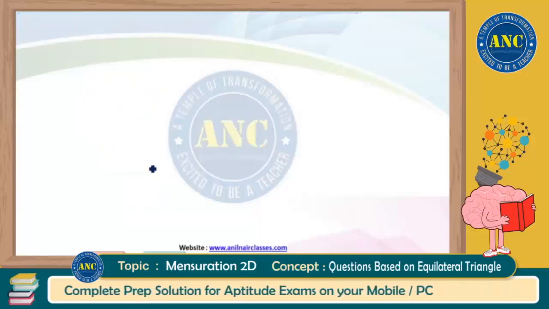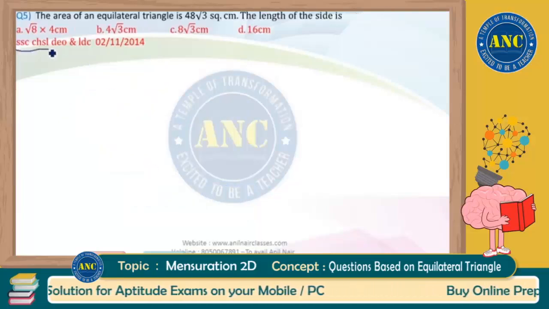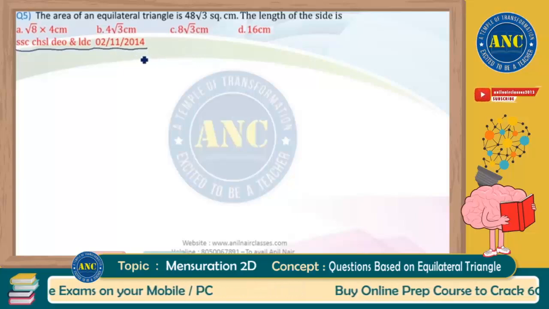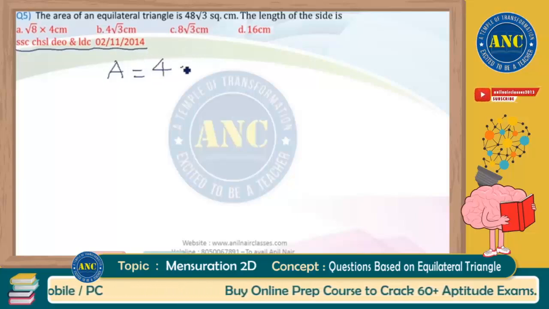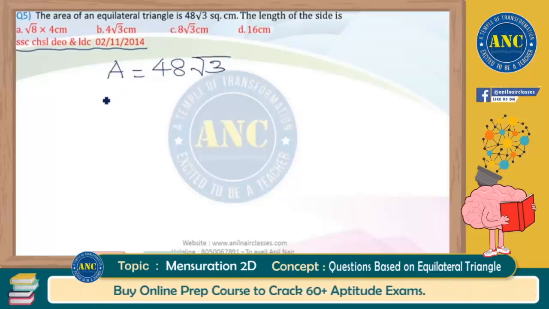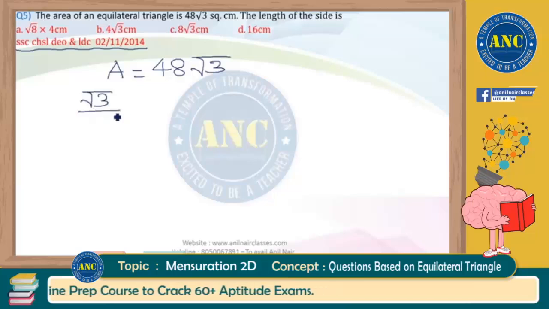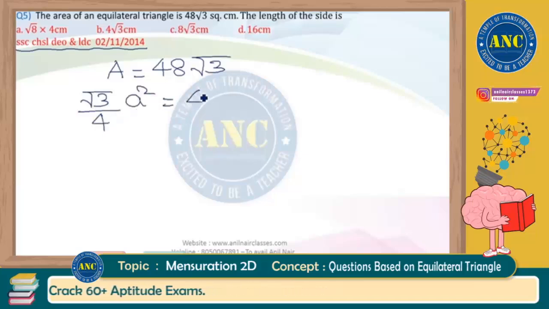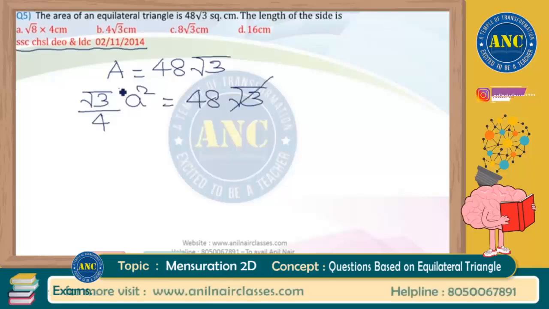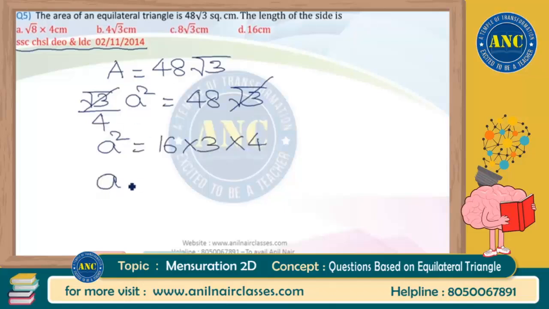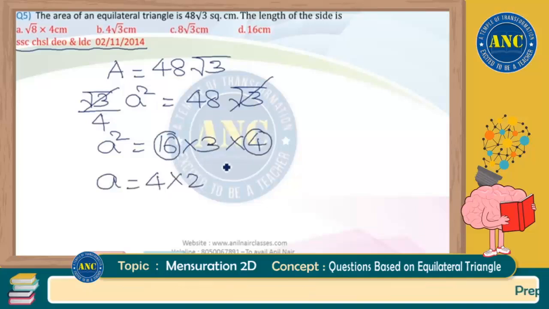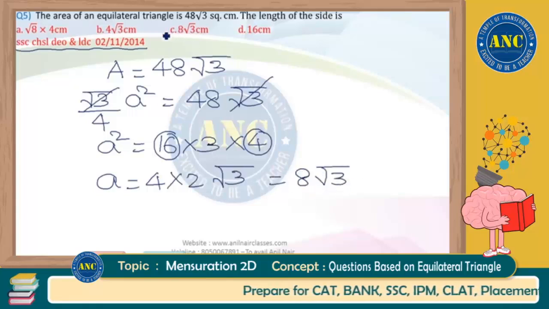Same logic. Tell me the answer for the fifth question. Again, it's an examination question from 2014. Exactly similar question. The area of an equilateral triangle is 48 root 3, and they are asking for the length of the side. In general, area is root 3 by 4 into a square, which is 48 root 3. Root 3 cancels. So a square is equal to 48, which is 16 into 3. The 4 is multiplied to the right-hand side. A is equal to the square root of 16, which is 4, times the square root of 3, which I will write as it is. So a value is 4 into 2, 8 root 3, which is option C.